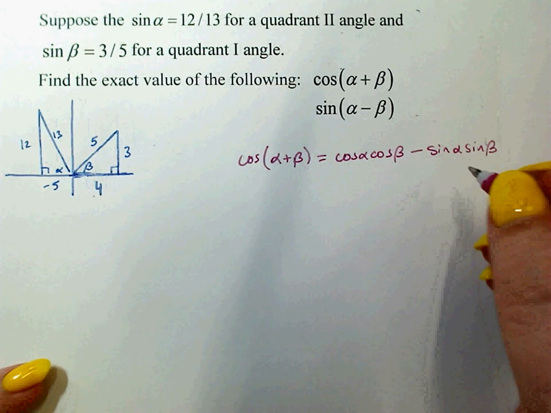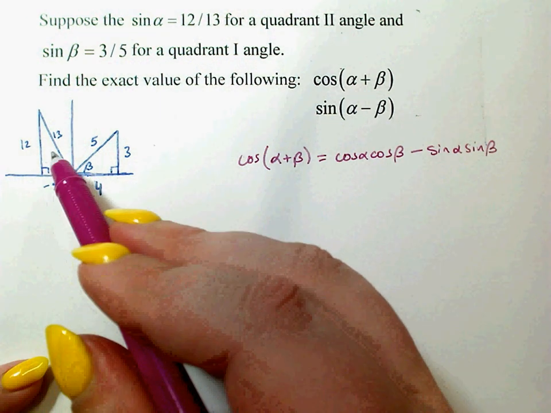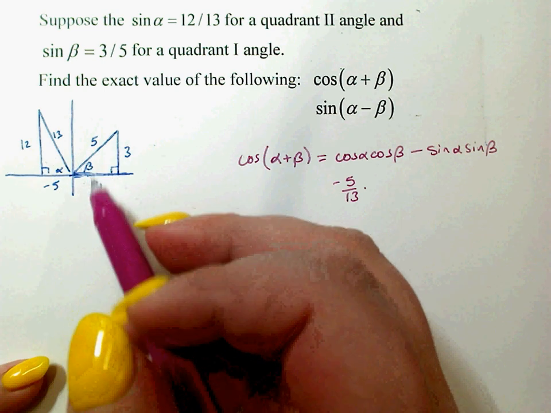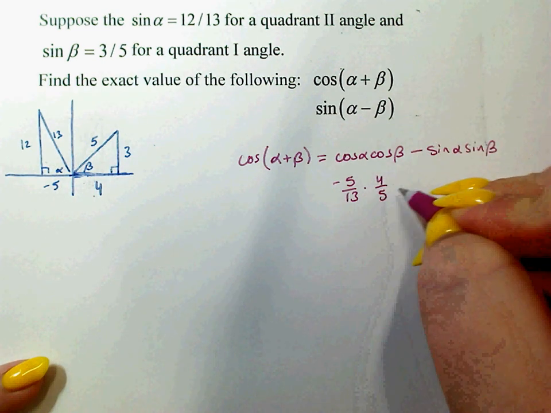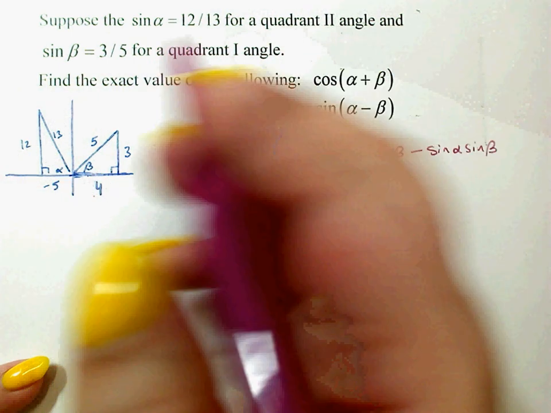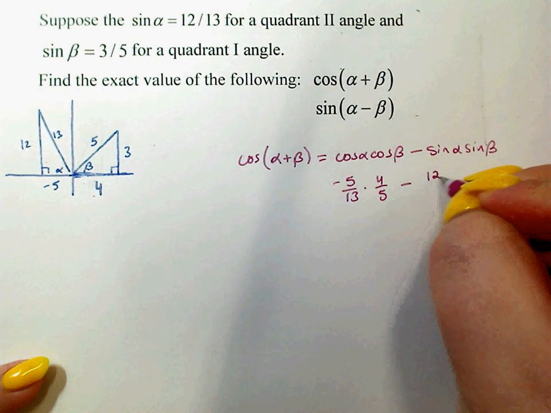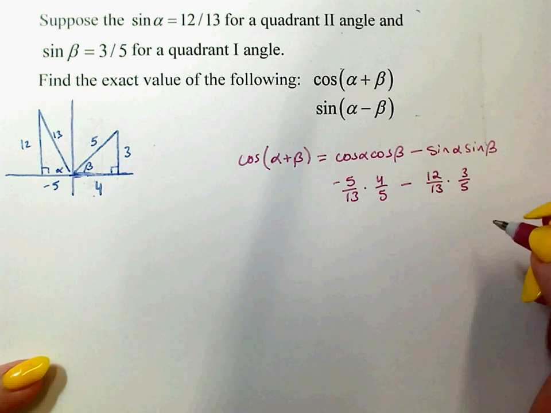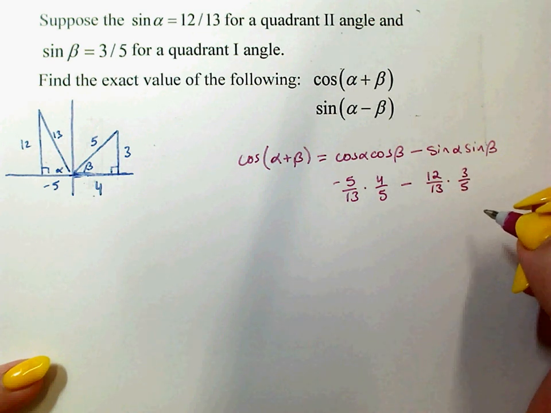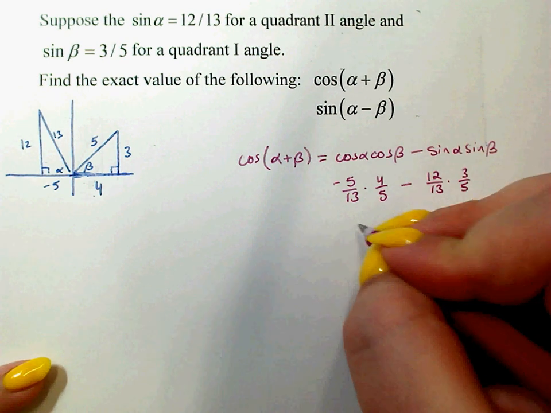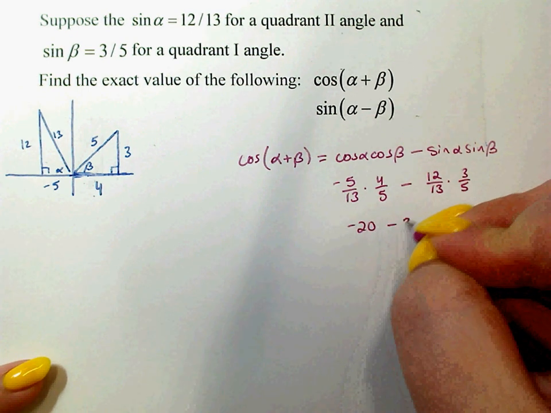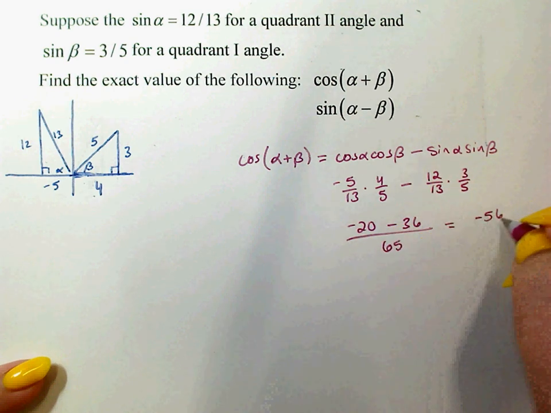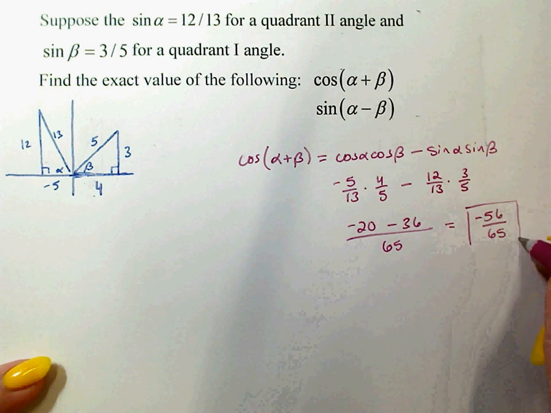Cosine of alpha is adjacent over hypotenuse, so negative 5/13. Cosine of beta is adjacent over hypotenuse, 4 over 5. Minus sine of alpha, which is 12/13, and sine of beta is 3/5. So 13 times 5 is 65. I've got negative 20 minus 36 over the common denominator 65, so the answer is negative 56/65. And that is what cosine of alpha plus beta equals.